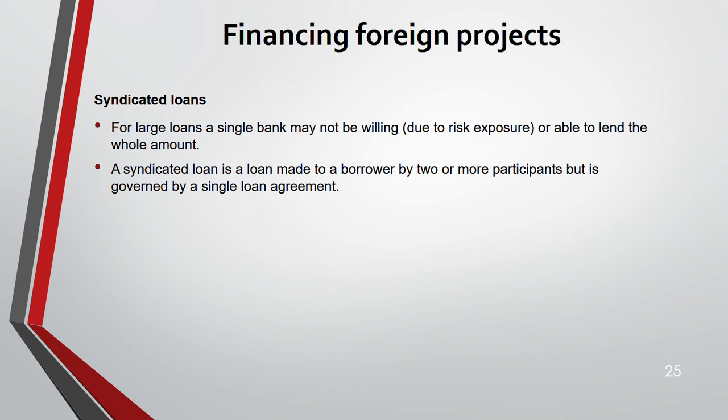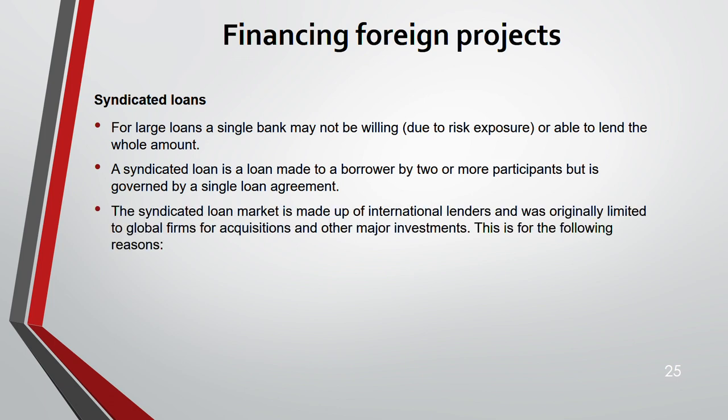A syndicated loan is a loan made to a borrower by two or more participants. It could be any number, but it has to be two or more. But the loan agreement is a single loan, a single loan that you are taking from many lenders. The syndicated loan market is made up of international lenders. You should know that. It was originally limited to global firms for acquisitions and mergers. Mostly this loan is taken if you want to go for an acquisition or merger. It is not for any purpose that you take a syndicated loan. Small firms cannot take it.